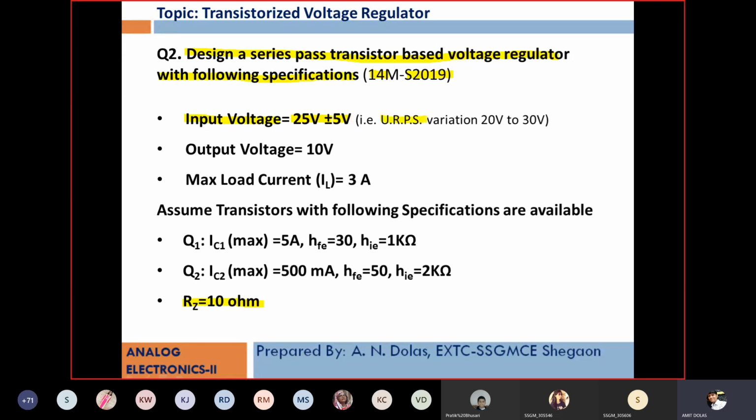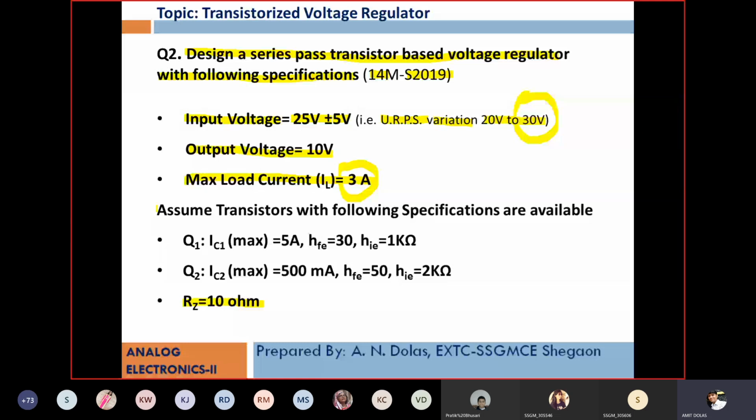So of course the unregulated power supply variation will be 20 volt to 30 volt. Maximum is of course 30 volt, which you have to consider while solving such types of design. Output voltage required is 10 volt. Maximum load current is very high here, that is 3 ampere. You may opt for a Darlington pair instead of a single series pass transistor to achieve this high amount of current.